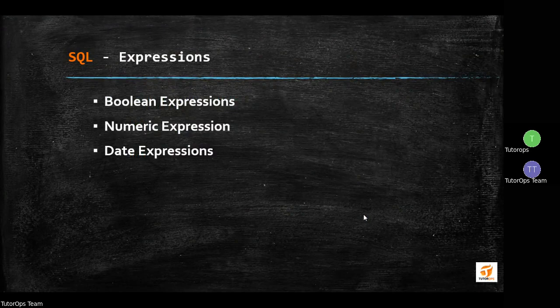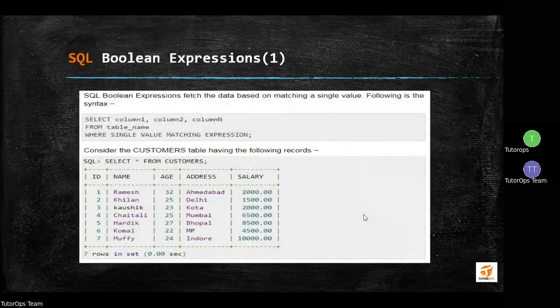Last part is expressions: Boolean expression, numeric expression, and date expressions. When you run something like an exact match with equals, it behaves like a Boolean expression. SQL Boolean expressions fetch data based on matching a single value. The syntax is: SELECT column1, column2, columnN FROM table_name WHERE single value matching expression. Like this query, SELECT * FROM customers has nothing in the WHERE condition, so it returns all the records. If you are not putting any WHERE condition, it means WHERE 1 = 1, a Boolean expression.